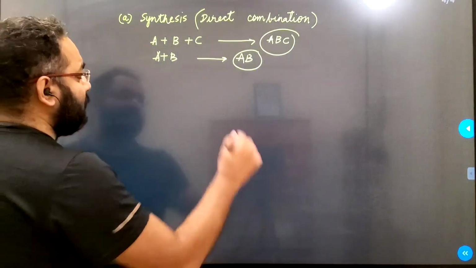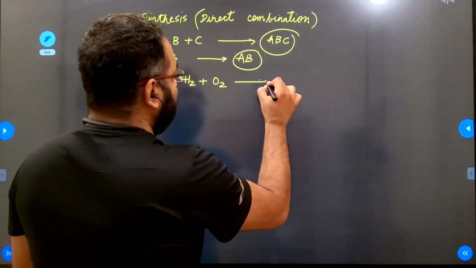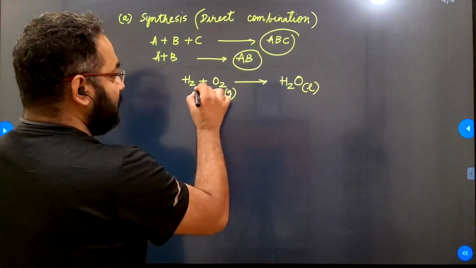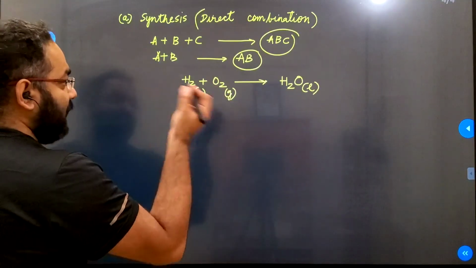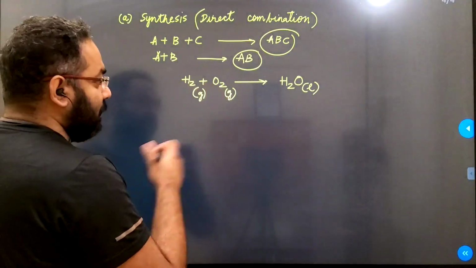Now, there are multiple examples you could look at. You could look at something like this, H2 plus O2 giving you H2O. Water is liquid, this is gas, this is gas. Alright, another example, make sure you're balancing every reaction. I'm sure you know how to do it, I'm just summarizing this for you.